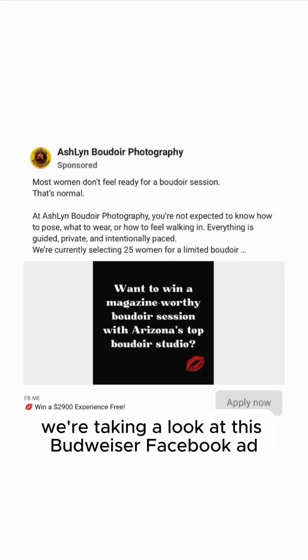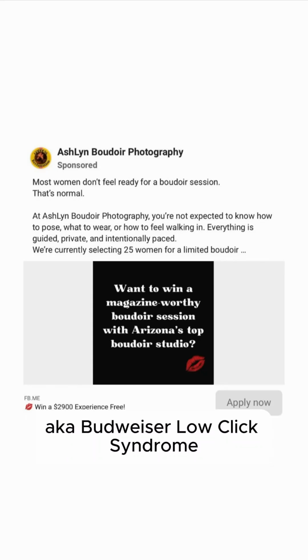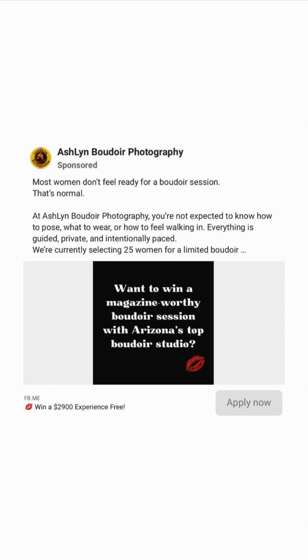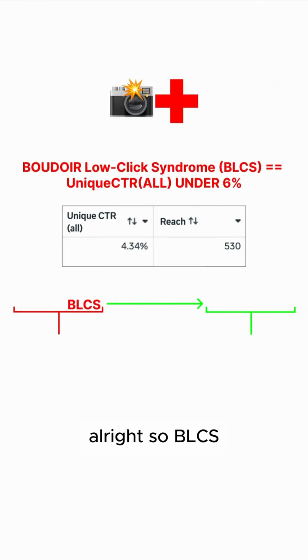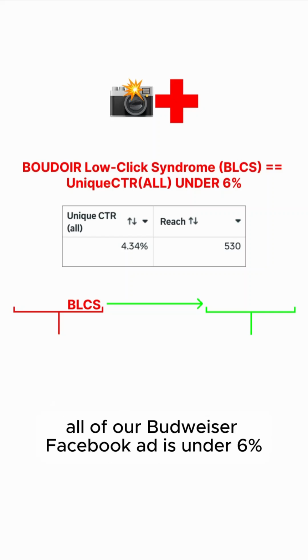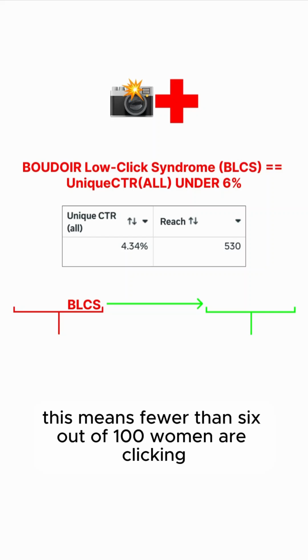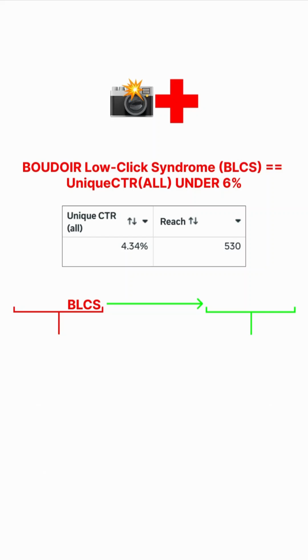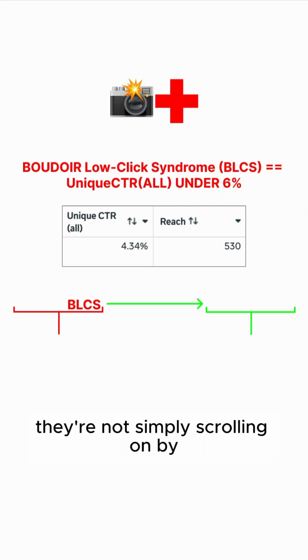All right, y'all, we're taking a look at this Boudoir Facebook ad. Gonna diagnose it, see if we believe it has BLCS, aka Boudoir low click syndrome. BLCS is when the unique CTR of our Boudoir Facebook ad is under 6%. This means fewer than 6 out of 100 women are clicking anywhere in our Boudoir Facebook ad, aka they're not simply scrolling on by.